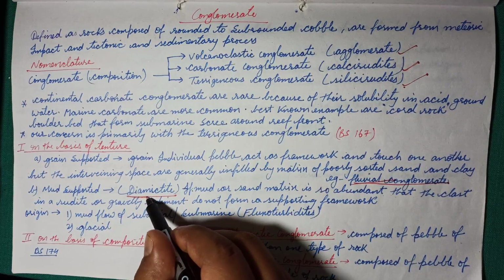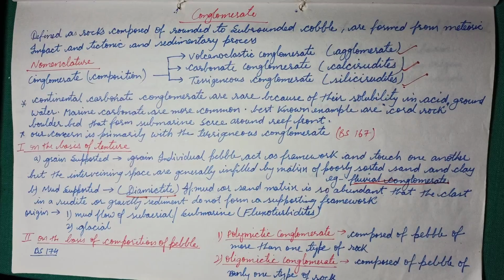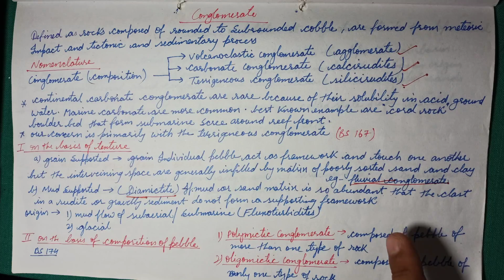See, diamictite, if you find, you will see these are simply of glacial origin. If the mud or sand matrix is so abundant, the matrix is more abundant than the clasts themselves, so no grains are in contact with each other, so that the clasts in rhyodites or gravelly sediment do not form a supporting framework.